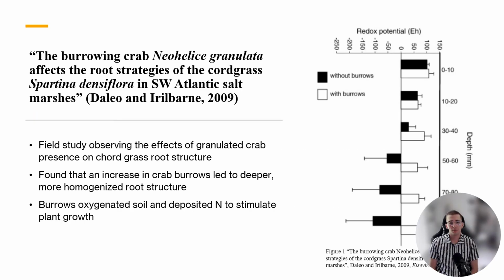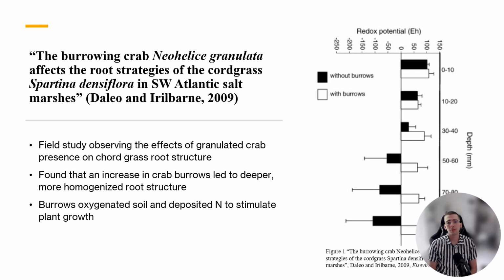In this study, the burrowing crab Neohelice granulata affects the root strategies of the cordgrass Spartina densiflora in southwest Atlantic salt marshes. Researchers conducted a field study where they observed the effects of granulated crab presence on cordgrass root structure and found that an increase in crab burrows led to deeper, more homogenized roots. And this is because the burrows help oxygenate the soil, and the crabs living in the burrows defecating in them helps deposit nitrogen directly into the soil to stimulate plant growth.